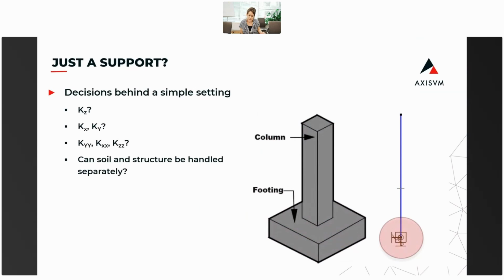Support stiffness determination is often treated as a small modeling detail. However, even a simple support condition requires several engineering decisions. For example, how to determine vertical, horizontal, and rotational stiffness, or can soil and structure be handled separately? Each of these assumptions affects the behavior of the structural system.